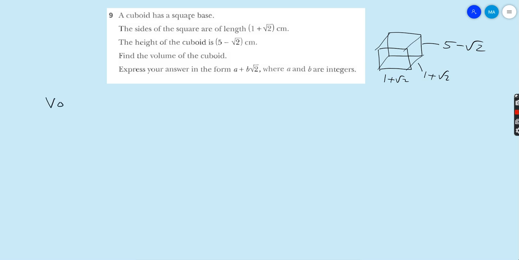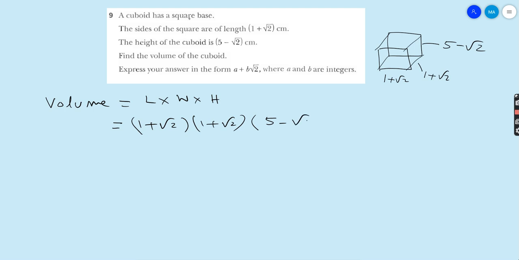The volume of a cuboid is length into width into height. The length is 1 plus root 2. The width is also 1 plus root 2 because it's a square base, and the height is 5 minus root 2. First we have to multiply the first two brackets. 1 plus root 2 and 1 plus root 2: if the bases are same, then powers are added. So it is 1 plus root 2 whole square, and this 5 minus root 2 remains 5 minus root 2.